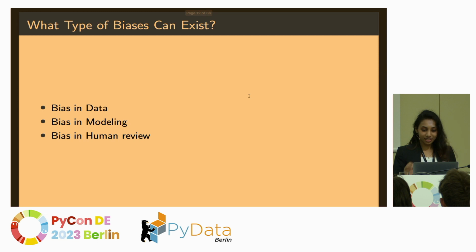Now moving on to the third type of bias, bias in human review. This happens when a human reviewer overrides the predictions that are made by the ML model, and induces their own bias into the ML model, and that causes bias in human review.